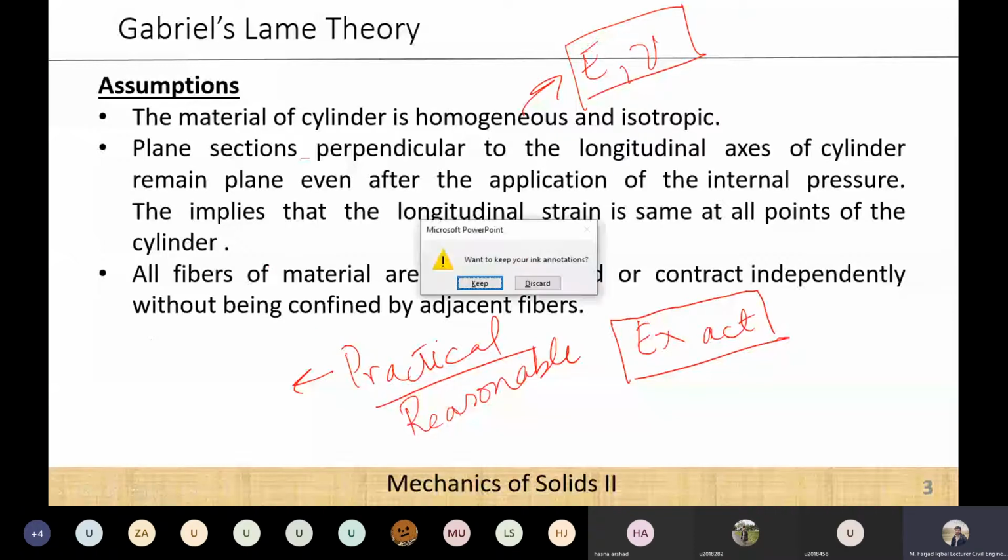So now we'll be doing a derivation to determine the relationships for hoop stresses, longitudinal stresses, and the third one, radial stresses, just like we did in the case of thin cylinders. But in this case, it would be a bit different. So let's move on to the whiteboard.